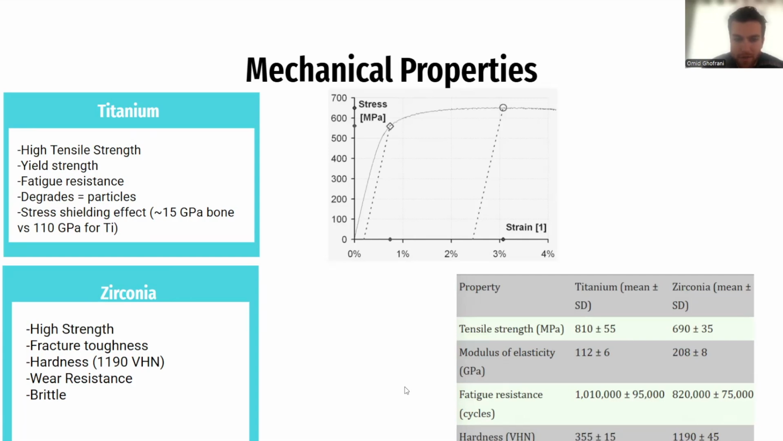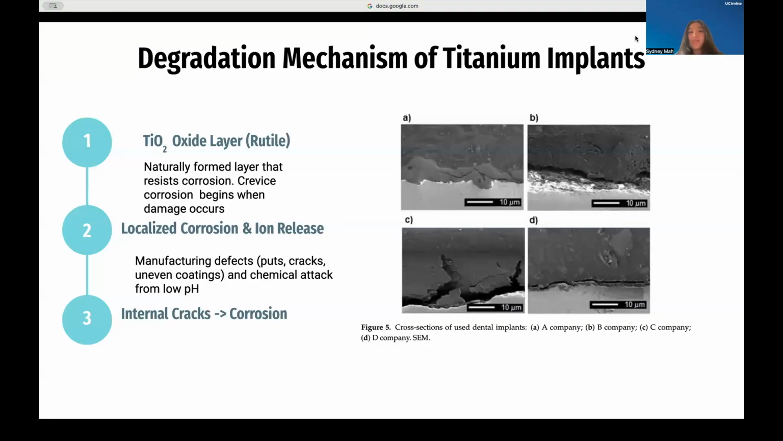Zirconia is lower in strength, but it's still strong. It has high fracture toughness and a significantly higher hardness than titanium. Its downside, however, is that it's very brittle. Both of these materials are reliable options for dental implants, and the main difference basically comes down to cosmetic concerns. I'll be talking about degradation mechanisms of titanium dental implants.